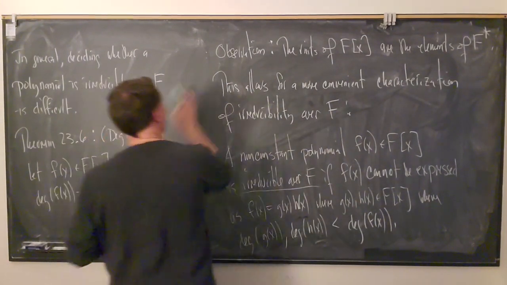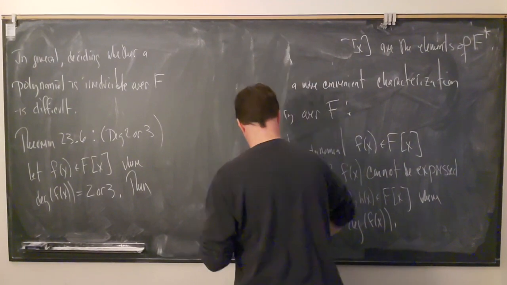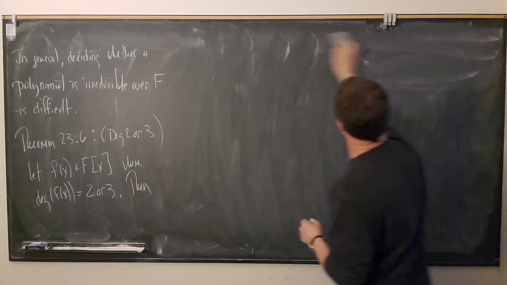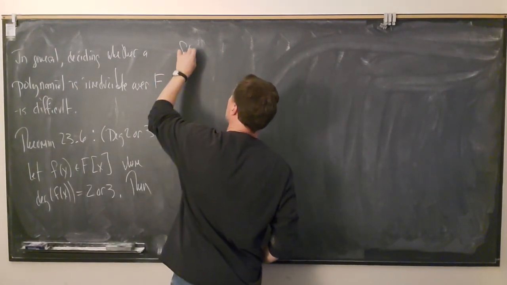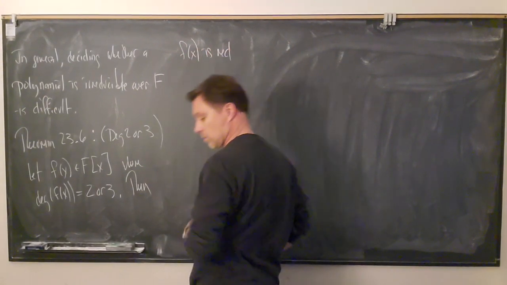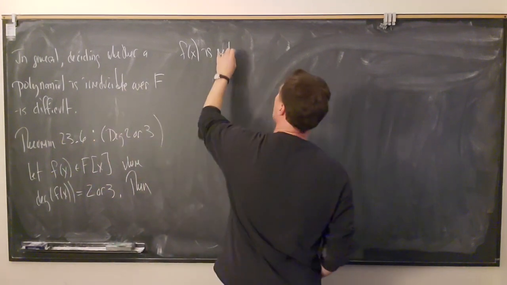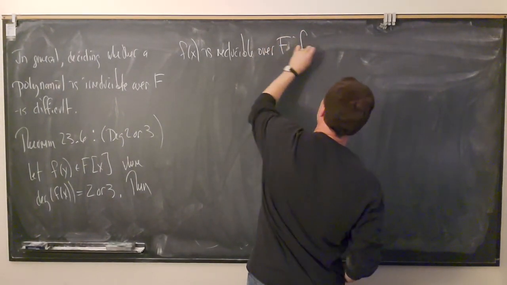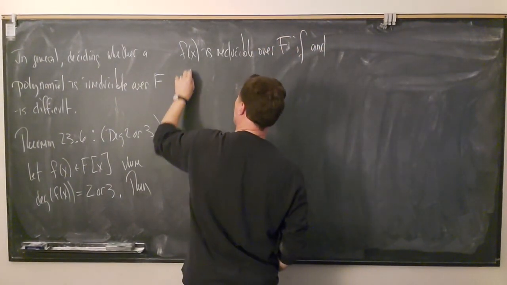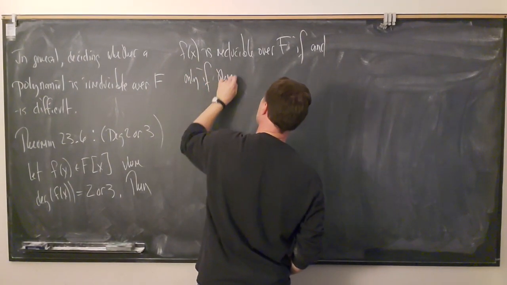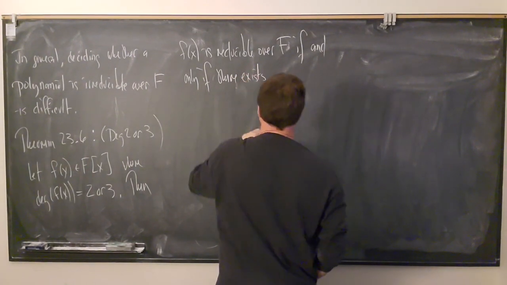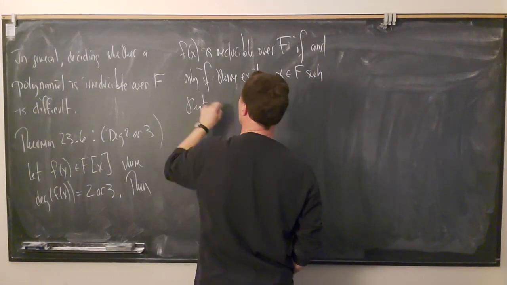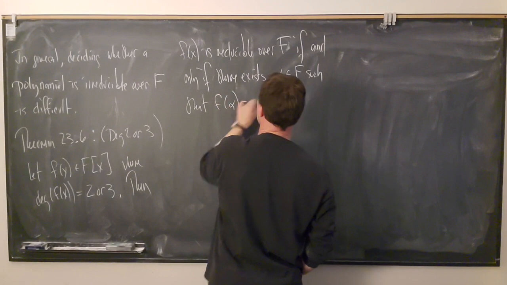Then f of x is reducible over F if and only if there exists some, say, alpha in F such that f of alpha is equal to 0.